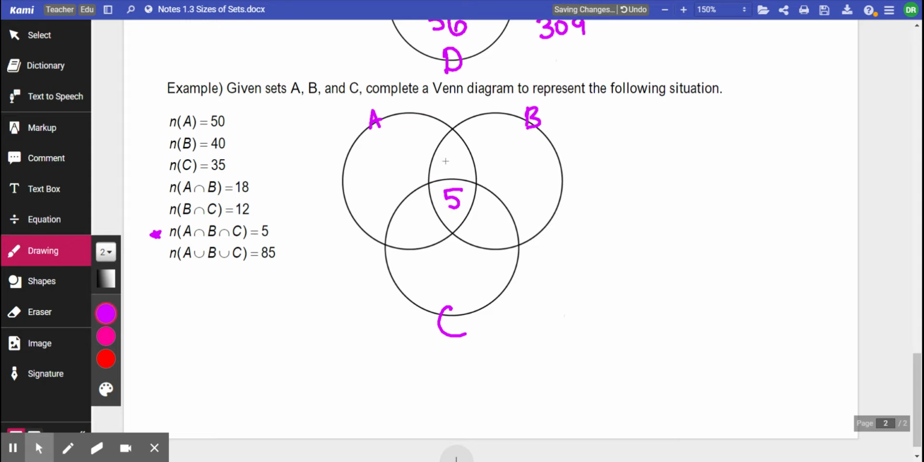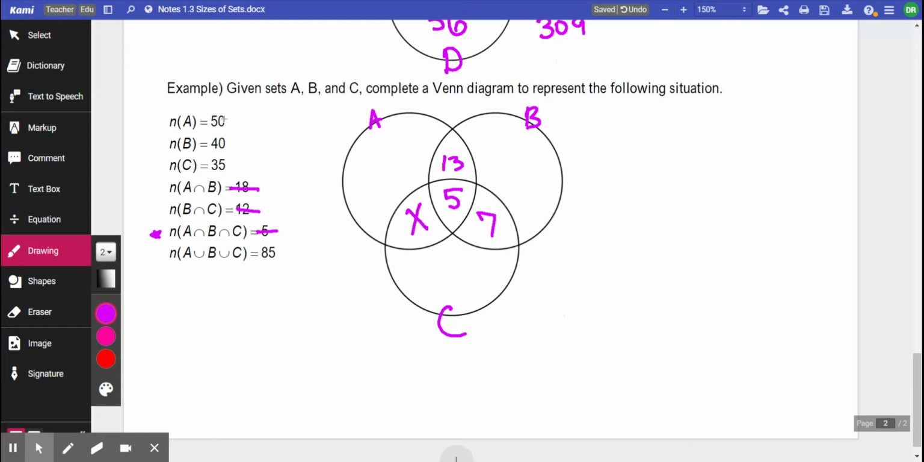Now you're going to work your way on the intersection of just two sets. So the intersection of B and C is 12, but we already have 5 here, so 12 minus 5 would give us 7. The intersection of A and B is 18, but again, we already used 5 here, so this would be 13. Uh-oh, they didn't give me the intersection of A and C. So if they don't give you a value and you need to work with it, you're going to use a variable. So this is going to be x.